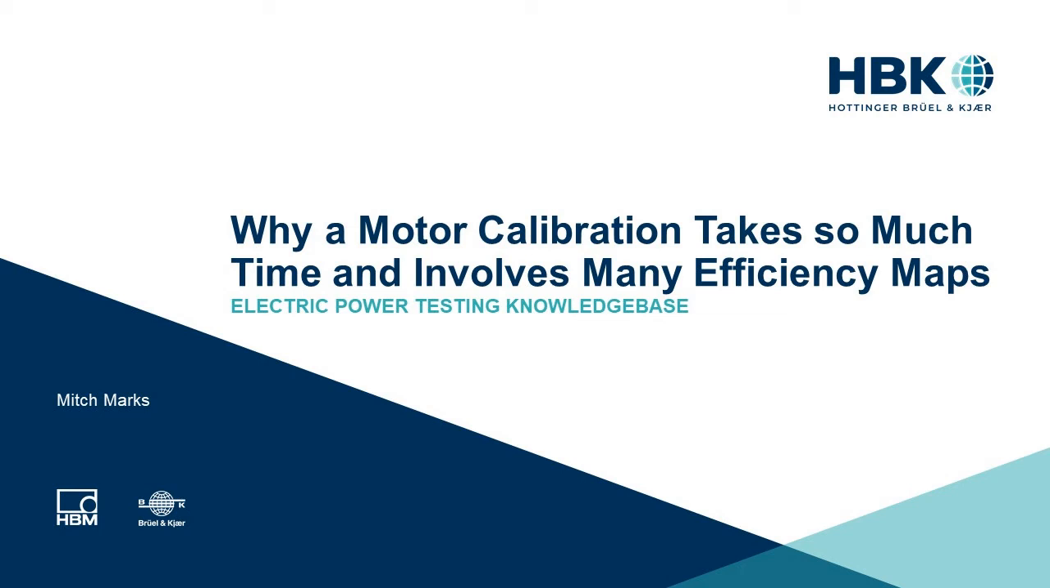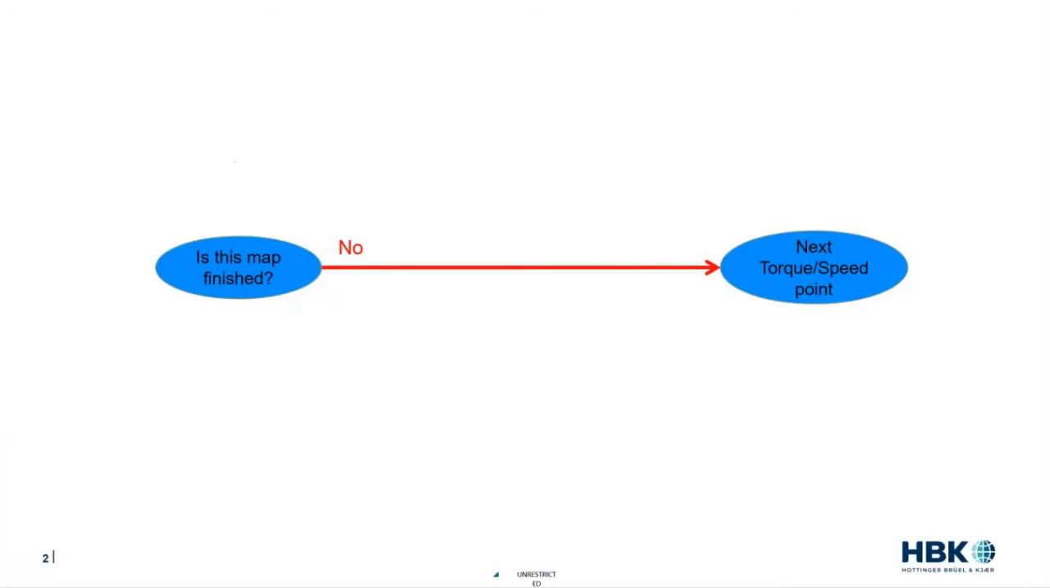So we'll jump into it. I think we have to start out with just a quick reminder of the efficiency mapping process. We start with a test we need to run, and we have to ask ourselves, all right, I'm making an efficiency map. Is this map finished? If it's not, we move to the next torque and speed point.